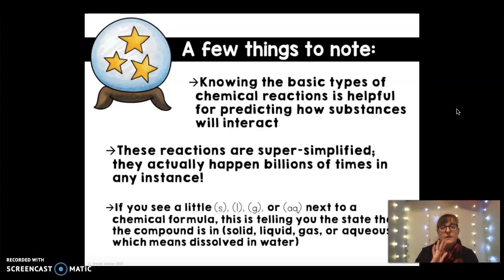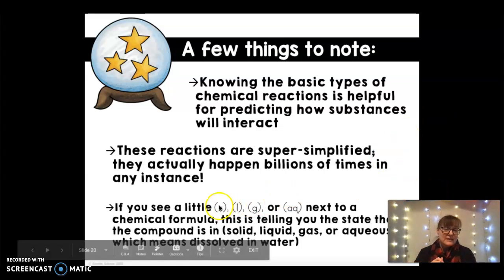Okay, this is your basics. It says knowing the basics will help you predict. It will, but you don't do that in grade 9, so it doesn't matter. These are super simplified. This is grade 9. That's all you need to know.